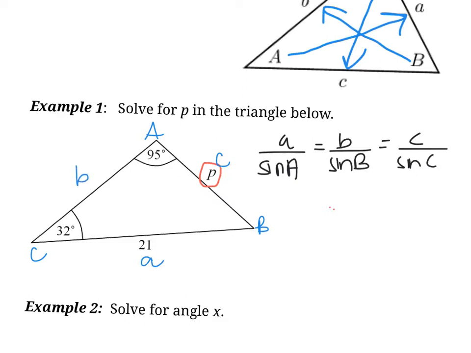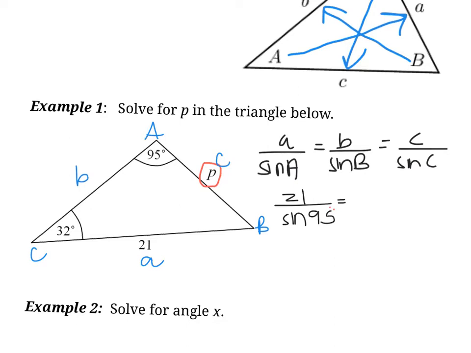So step number 1, write out sine law. Step number 2, label your triangle using the A, B's, and C's. Step number 3 is fill it in. So do we know little a? Little a, yes, we know it's 21 over sine of big A, angle A, which is 95.